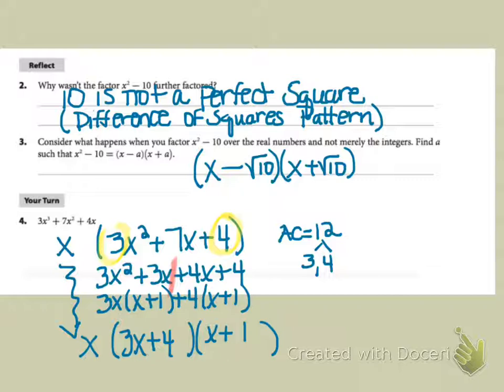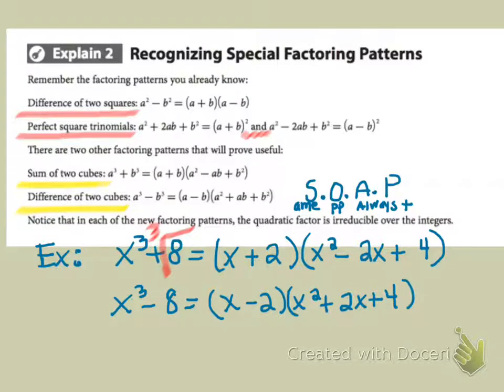And so our final answer is x times (3x plus 4) times (x plus 1). And remember that the order of those terms is not important. You could have had the x plus 1 term first and then the 3x plus 4 term. And I guess technically even you could have had the x in any of those positions, but usually if you have a monomial, you put that out front. So, all right, let's move on and take a look at the next question.